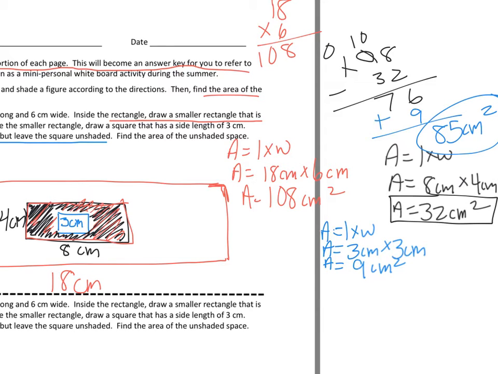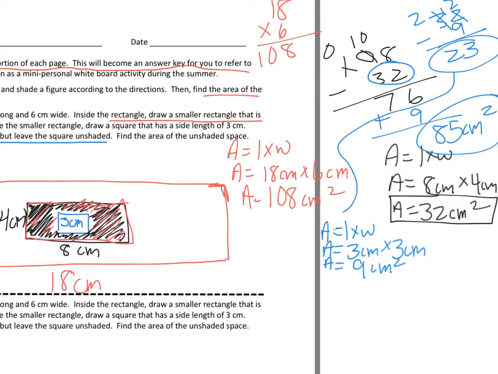Another way I could have done that is before I subtracted the 32, I could have taken 9 from that 32 to get 23. And then I would subtract 23 from this to get 85. Same answer either way, just different ways to look at it.